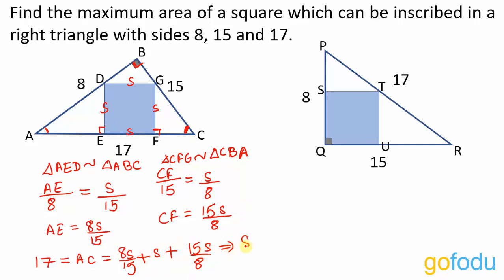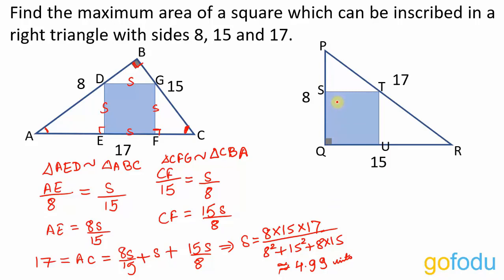Solve this and we'll get the value of s as 8 into 15 into 17 upon 8 square plus 15 square plus 8 into 15, which on further solving will come out to be around 4.99 units. So this is the length of the side of this square. We have not yet calculated the area. For that we will have to calculate the square of this value. I am leaving it to you. For now, this length of side will do for us.